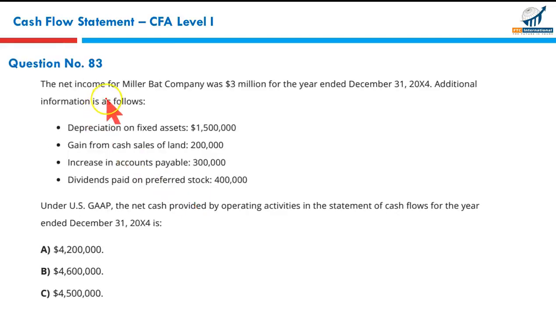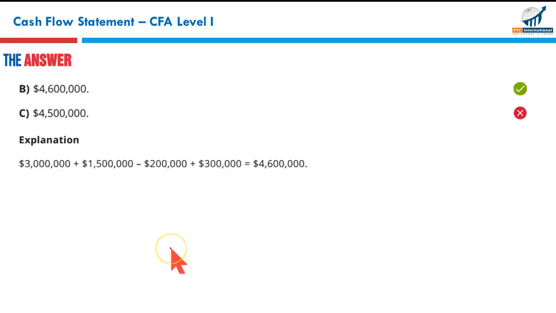Next. The net income for Miller Bat Company was $3 million for the year ended December 31st, 2004. Additional information is as follows. What do we need to calculate? Under the US GAAP, the net cash provided by operating activities in the statement of cash flows for the year ended December 31st, 2004. Starting with the net income, add depreciation fully, gain from cash sales of land, deduct, increase in accounts payable, you didn't pay to your accounts payable, it's an inflow. Dividend paid is considered as a financing outflow. So very simple question. 3 million to it, add 1.5 million, deduct 200,000 and then add 300,000 back. So it gives you 4.6 million. B is the right answer.